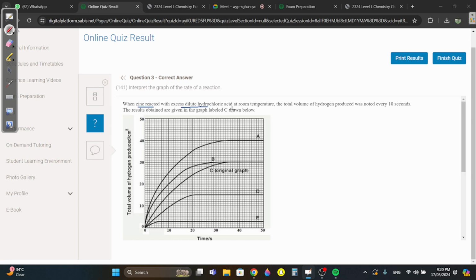When zinc reacts with hydrochloric acid, hydrogen gas was produced. So what would happen if the gas leaked? They said the hydrogen produced. So if C was my original one, what would happen if it leaked? Obviously, we're going to have barely any product left, right? So it's going to be E. It's the lowest one, since all of the hydrogen leaked out.